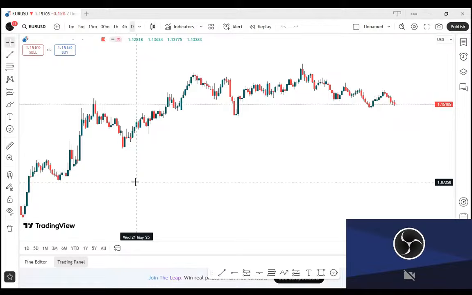So I'm currently on Euro USD. You can see it's the daily time frame. We're going to be looking at the market direction, where it's heading to, so that we'll know how to follow the market as it goes.